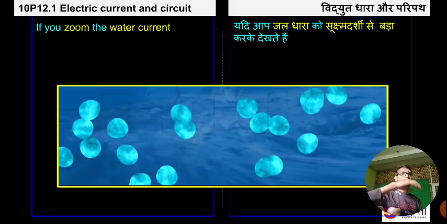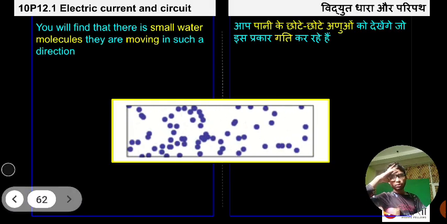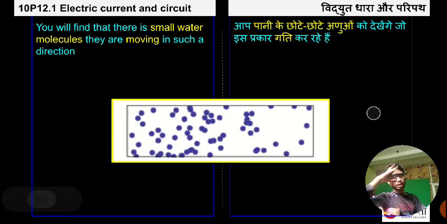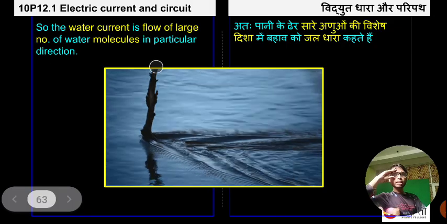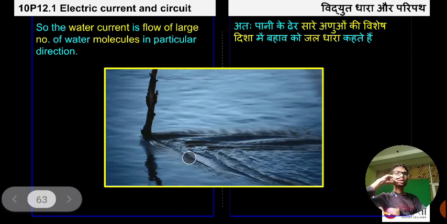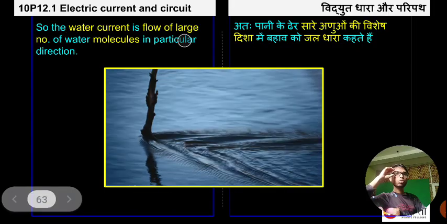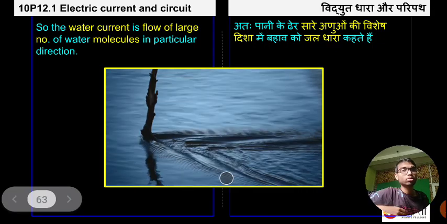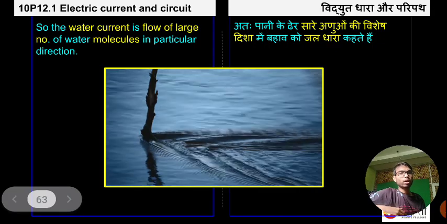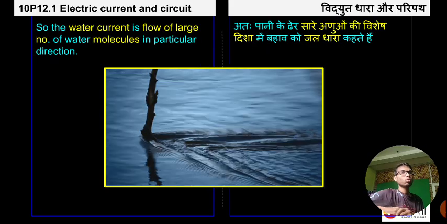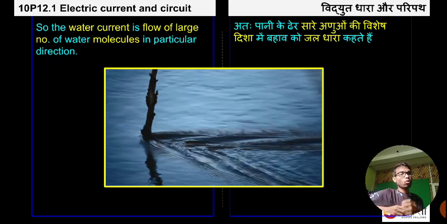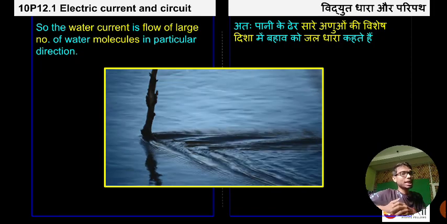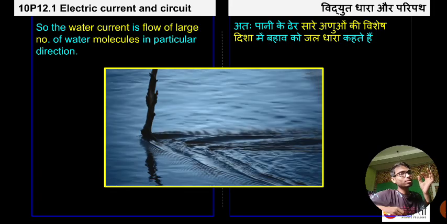Till here we are. You will find that there are small water molecules moving in such a direction. Clear? So the water current is a flow of a large number of water molecules. Here we have a lot of molecules of water. That's why the flow is more. Flow of water is more because there are a large number of molecules. That's why we can see flow of water is more.